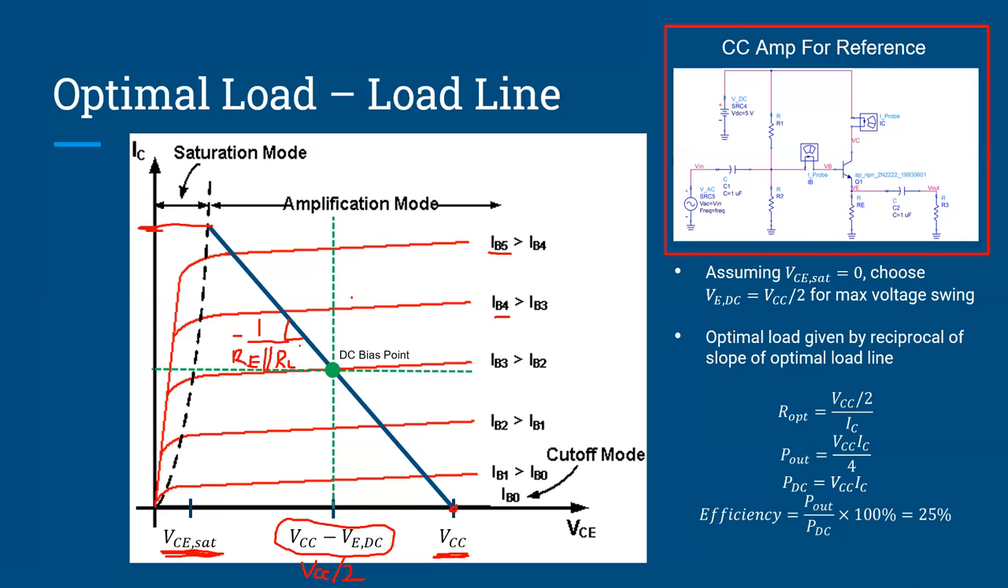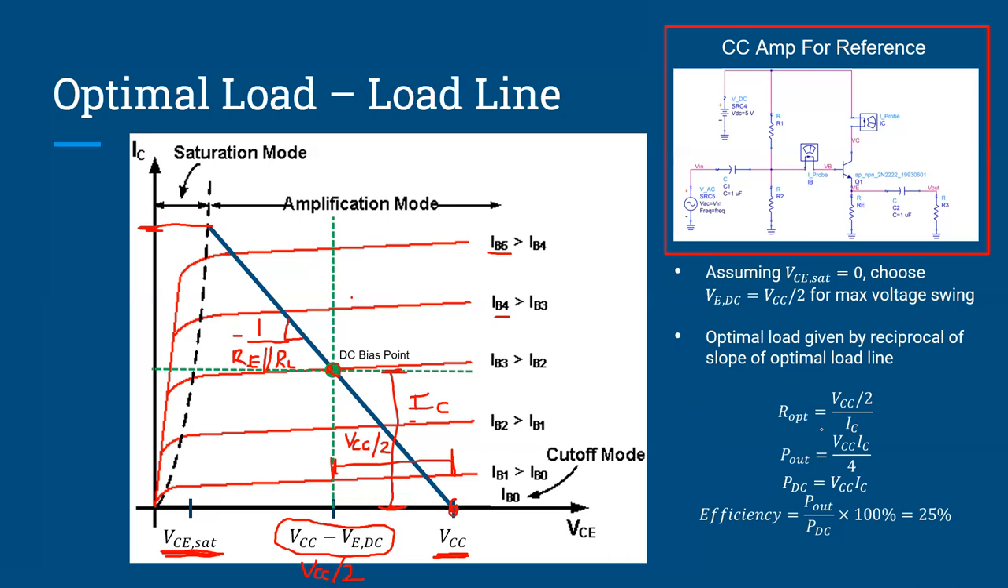Right? Because you do I over V, you get conductance. You have to take the reciprocal to get the resistance. So the optimum load resistor is the slope of this line. What is the slope? Well, it's rise over run, right? The rise, let's go from this point here to this point here. The rise is, this right here is the DC collector current. And this right here is VCC over 2. So that means the optimum load resistor is just VCC over 2 divided by IC.